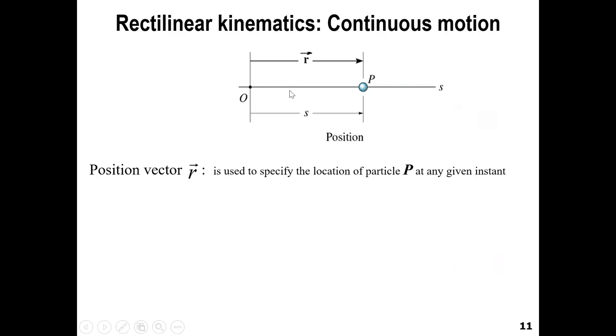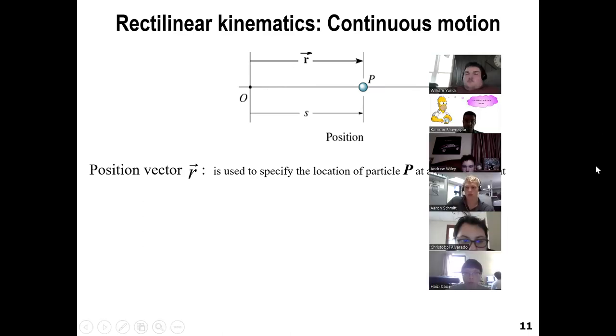Your particle P goes left and right on this line. To be able to analyze it, we usually use a vector to give the position of a particle in a system. By the way, does anyone know how we define what a vector is? Andrew, you're very quiet. What is a vector?